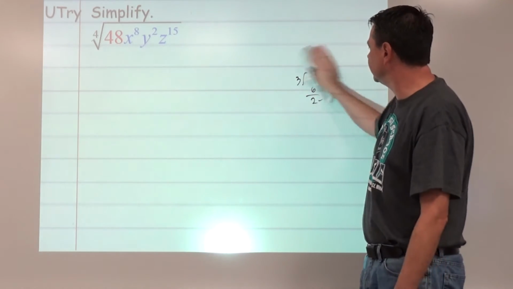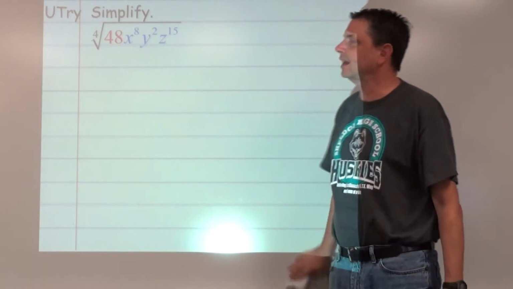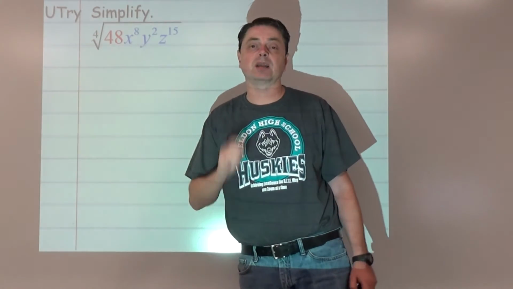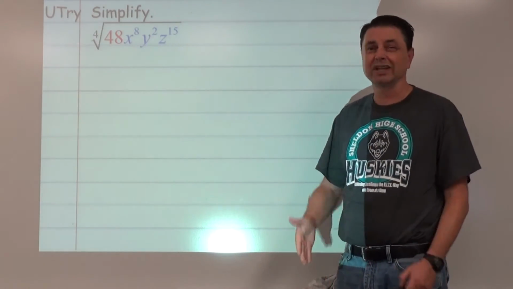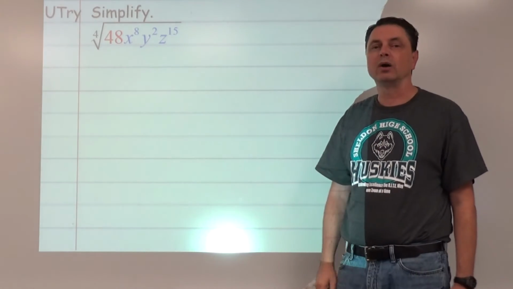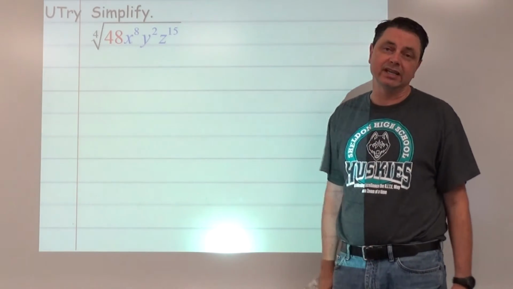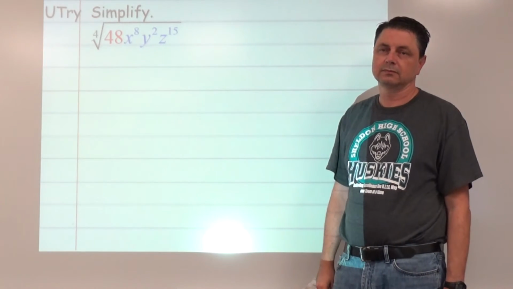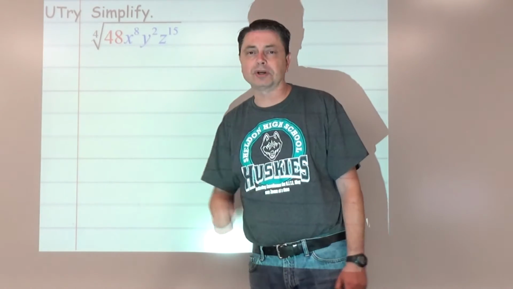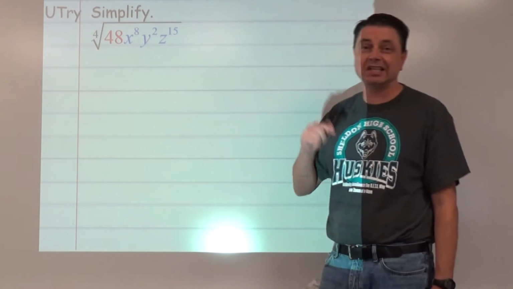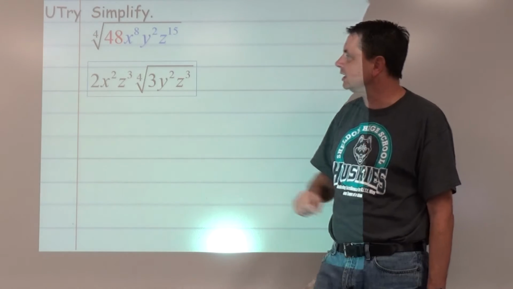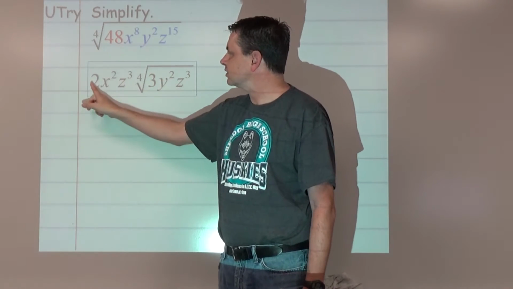Pause the video here. Go ahead and simplify the radical. Keep in mind we're talking about a fourth root. So we're looking at a list of powers of 4 for how we might break down the 48. So break down the 48, I think we're looking for 16. 16 is in that list of powers of 4. So 16 times 3. So the fourth root of 16 is 2.